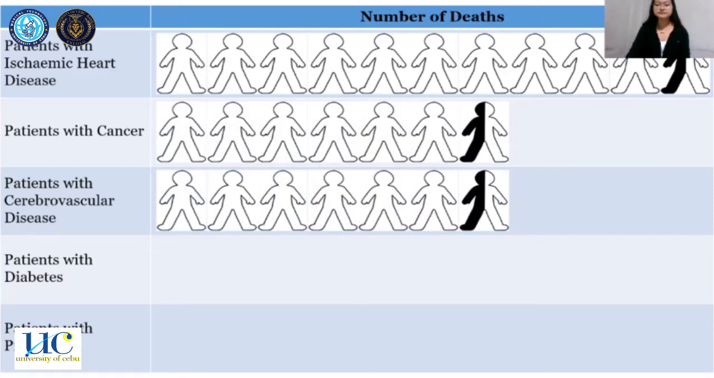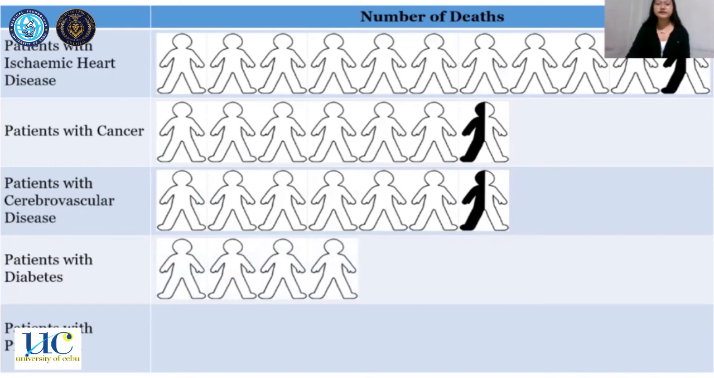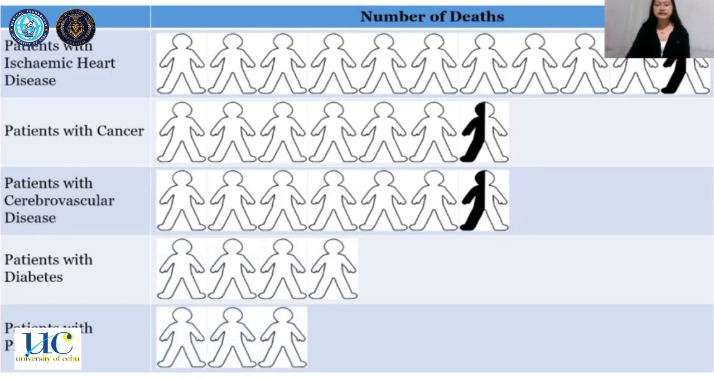Patients with diabetes, with an estimated 40,000 cases. 1, 2, 3, 4. 40,000 patients. Lastly, our patients with pneumonia, with an estimated 35,000. So 1, 2, 3, and a half, 3.5, equals 35,000 patients. And there we have our pictograph.